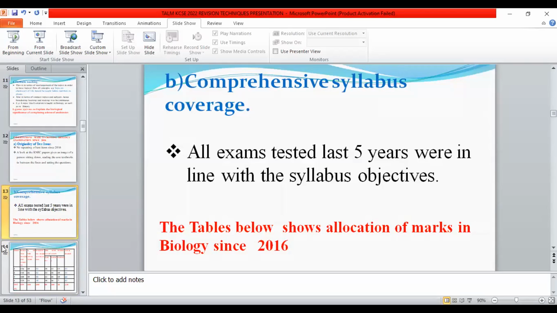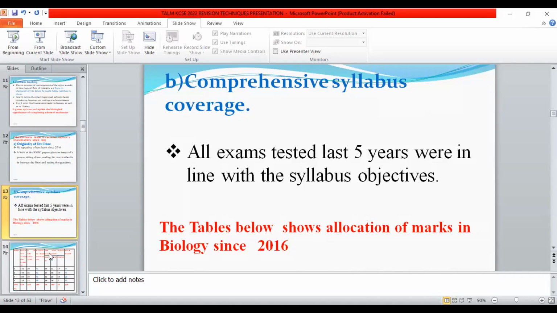So let us, teachers, assist our students to cover the syllabus comprehensively by ensuring that we concentrate on every bit that is in the textbook, whether it is a practical activity, a project, or an excursion. And those notes that we give to our learners should be such that once the learners make use of the notes, at least they will be able to answer the KCSE exam questions that will be set from there. Move to the next slide.